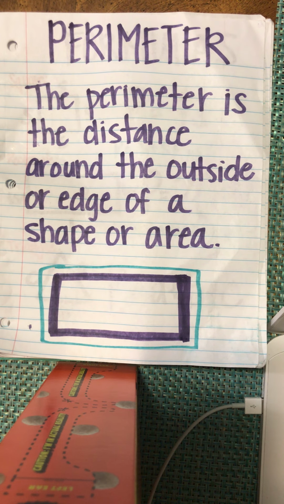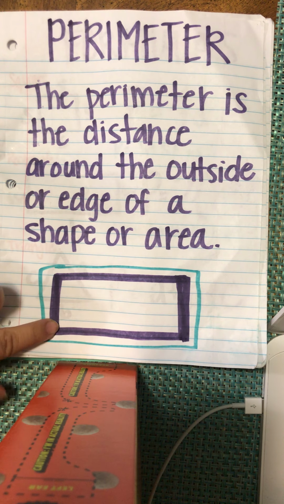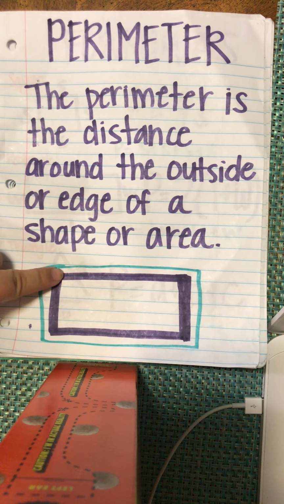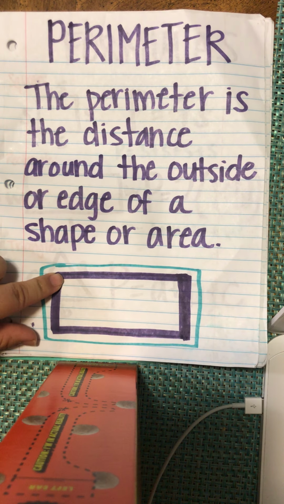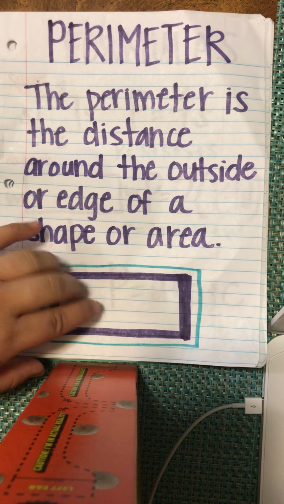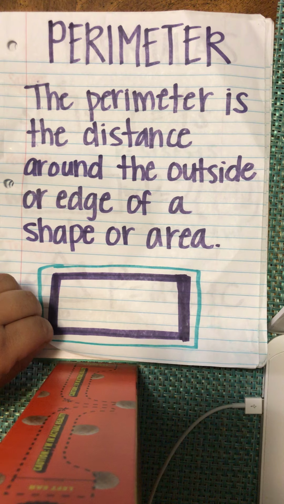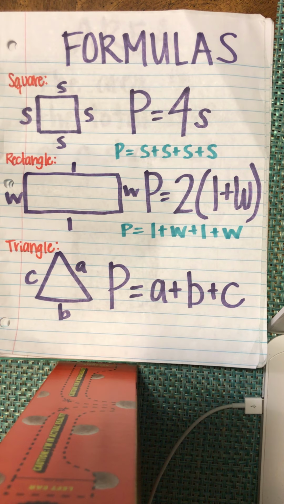Okay, so as we can see here, the definition for perimeter is: the perimeter is the distance around the outside or edge of a shape or area. So basically that is saying that this rectangle, we are going around it and we are going to find the perimeter that way. So we're not going to do anything on the inside of it. It's all on the outside. And here we're going to take a look at some formulas for perimeter.